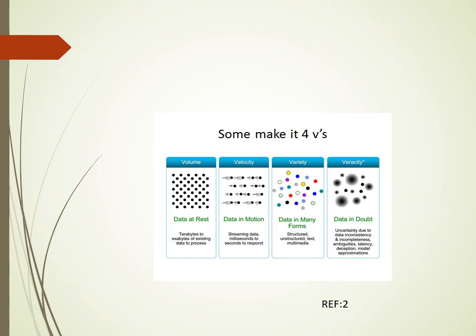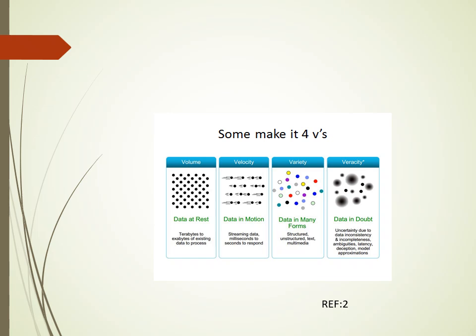So the first one is volume, the second is velocity, the third is variety, and the fourth is veracity. Volume contains the data at rest; wherever the data is held in one place, it is called volume. Velocity is data that moves from one place to another, streaming data. Variety means we use different kinds of data: structured or unstructured, text, multimedia, and other things.